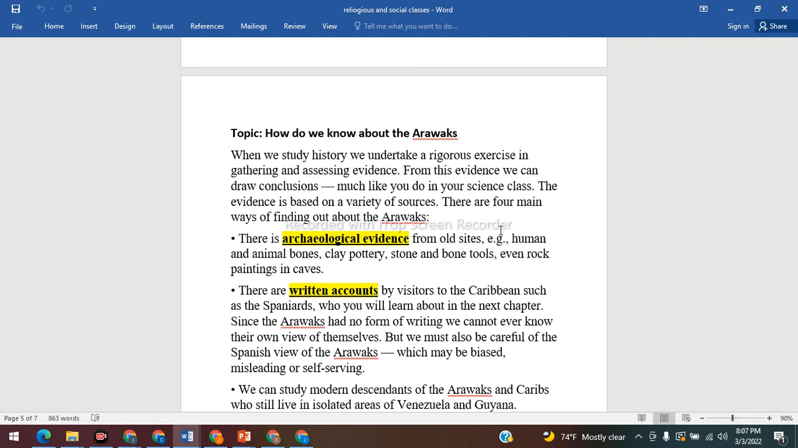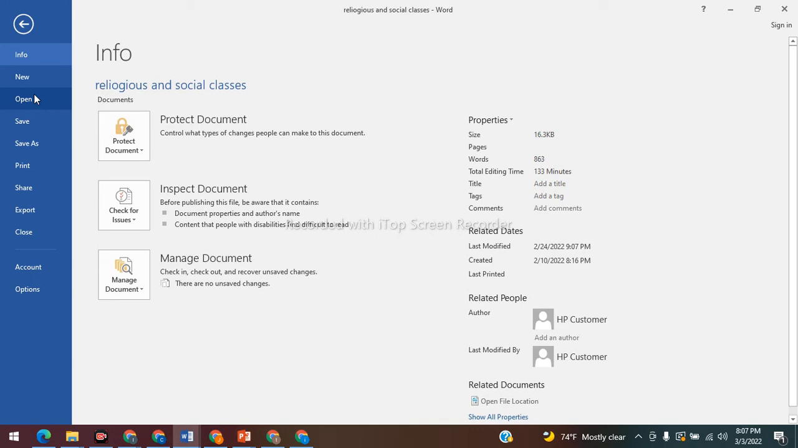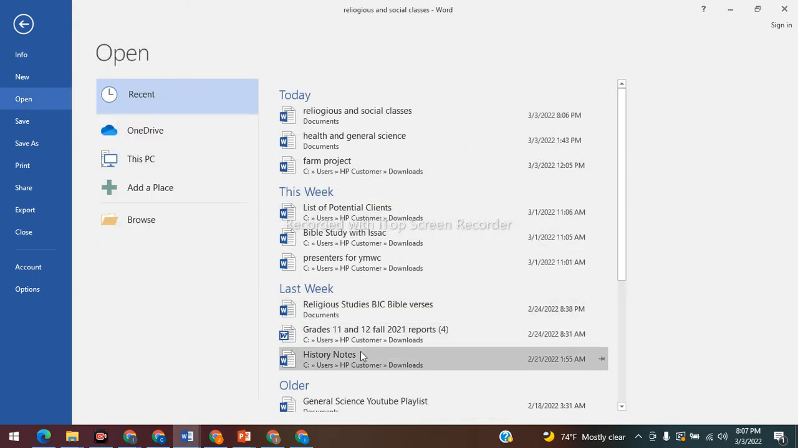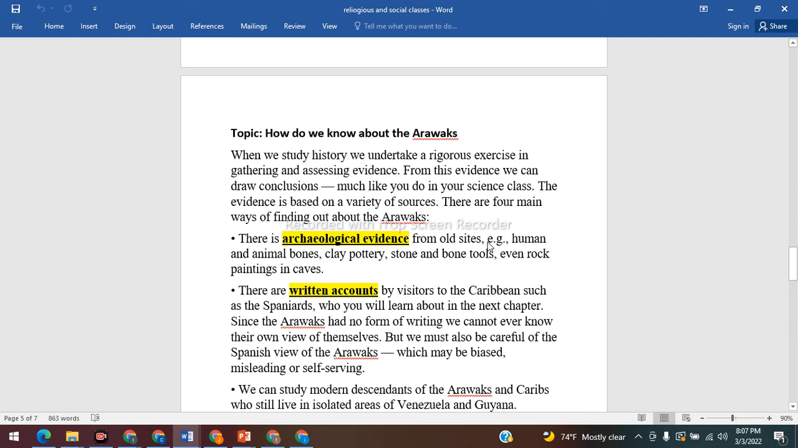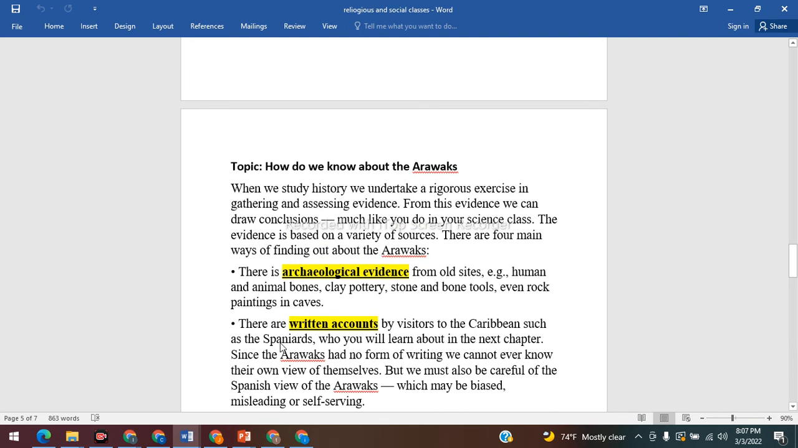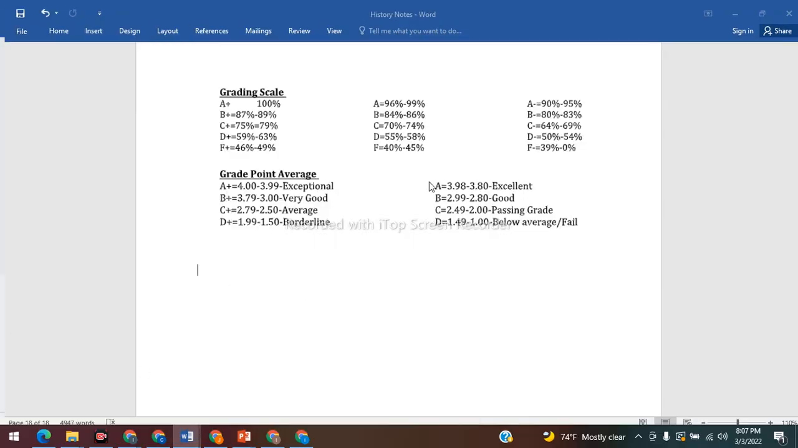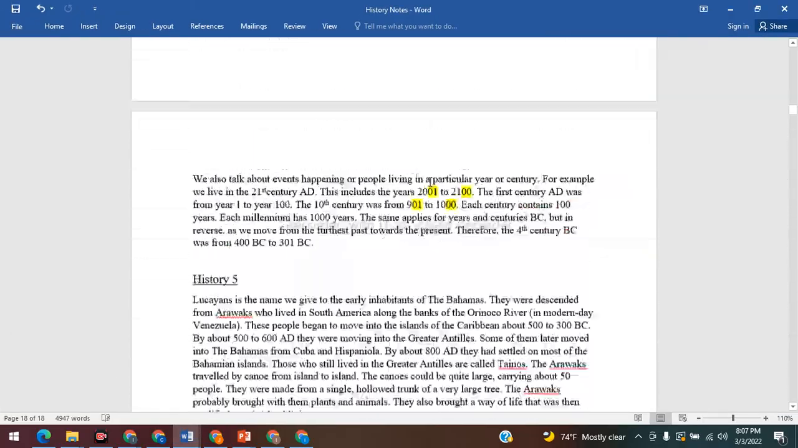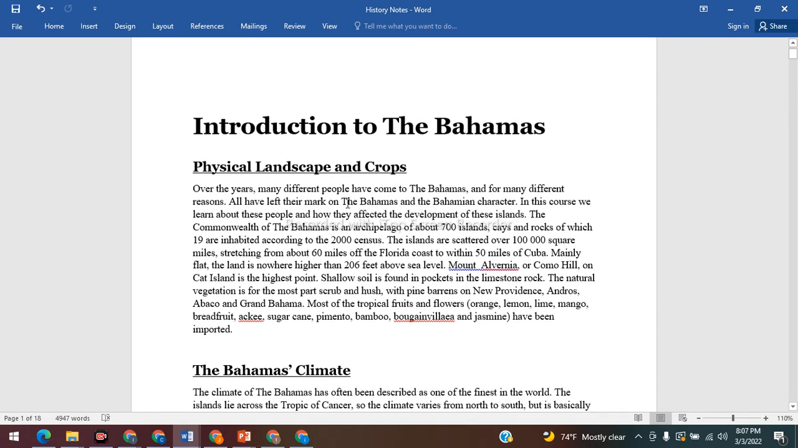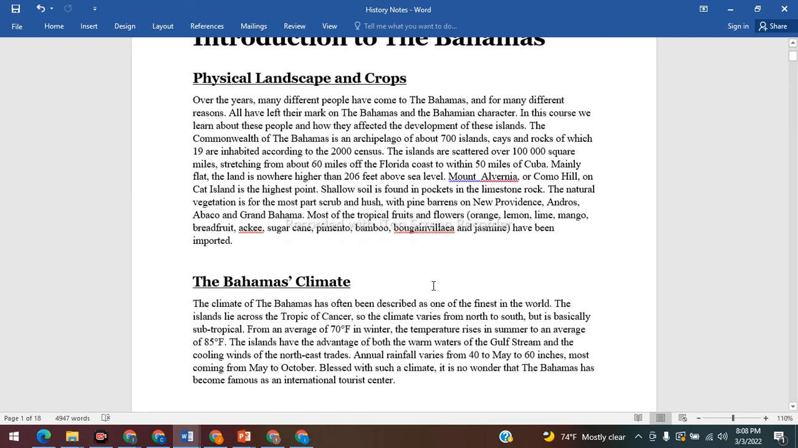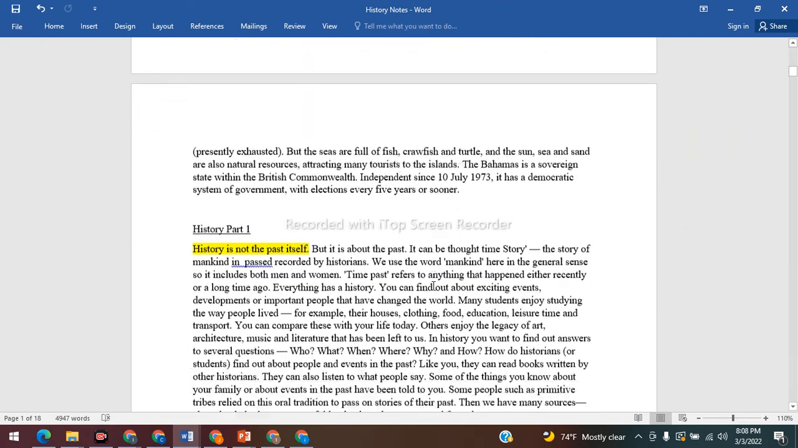So if we were to plow through and talk about what we did so far, we started off by giving an introduction to the Bahamas, talking about its climate. In fact, I could show you all the history notes that we covered. So we first started out talking about the Bahamas itself, 700 islands and keys, the highest point. This is the first class, the beginning. We talked about the Bahamas' climate, its population, all that good stuff.